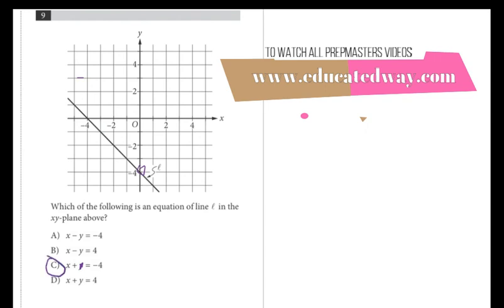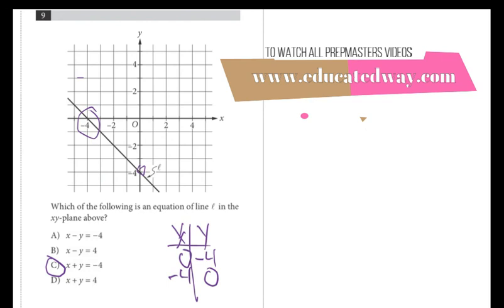So when you graph with x and y intercepts, when x is 0, what is y? Well, in this case, y is negative 4. When y is 0, x is negative 4. Those are our 2 points on the graph, and that would only satisfy equation C: x plus y equals negative 4. There's a lot of different ways you could have done that. That's the most simple way, looking at the x and y intercepts.